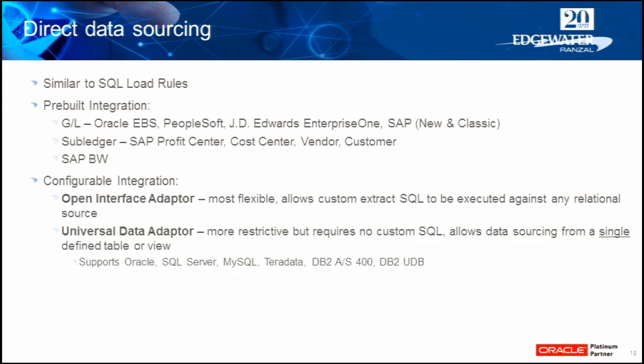Universal Data Adapter is something new in 11.1.2.4.200, where Oracle gave you somewhat of pre-built content. So what they've done is they've taken the heavy lifting of writing SQL extract scripts or SQL extract code for you, and they've bundled it into what they're calling the Universal Data Adapter. What this allows you to do is connect into a single table or view and source data from that table or view. It supports things like Teradata, DB2, SQL Server, MySQL, Oracle DB. It supports all of them out there.